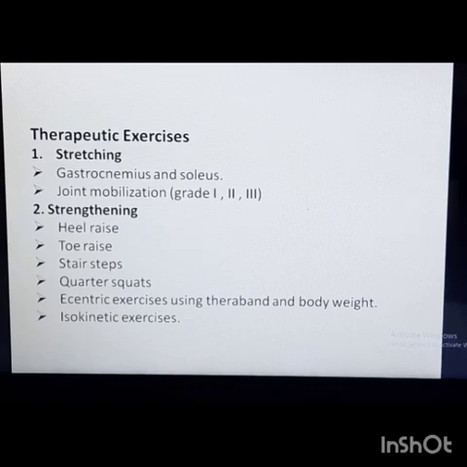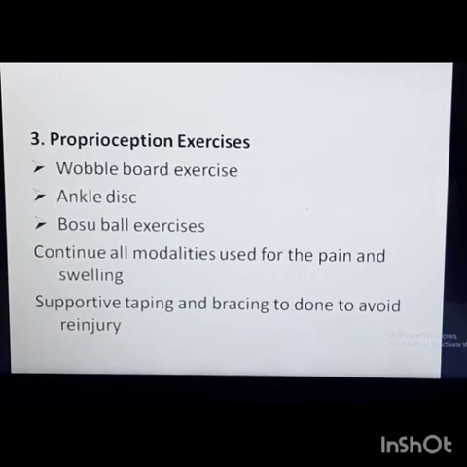Strengthening exercises include heel raise, toe raise, stairs up, quarter squat. Eccentric exercises to be employed using TheraBand and body weight as well. Isokinetic exercises can be done.